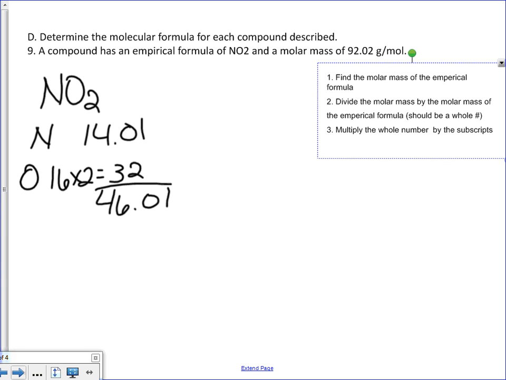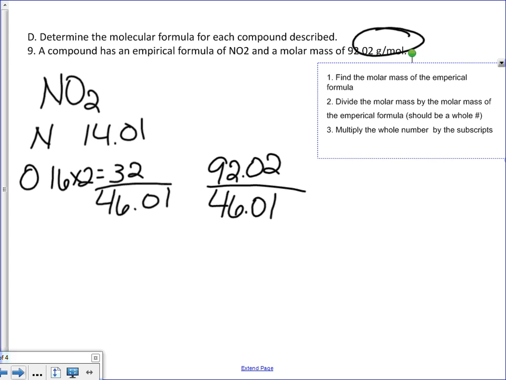Step 2 says divide the molar mass in the problem by the molar mass of the empirical formula. Well, the molar mass they give me in the problem is 92.02 grams per mole. So I'm going to take 92.02 and divide it by the molar mass of my empirical formula. Divide this out, and it gives me 2.